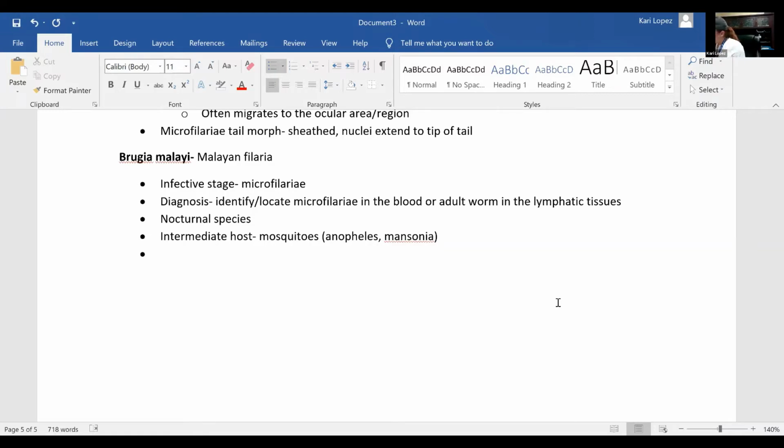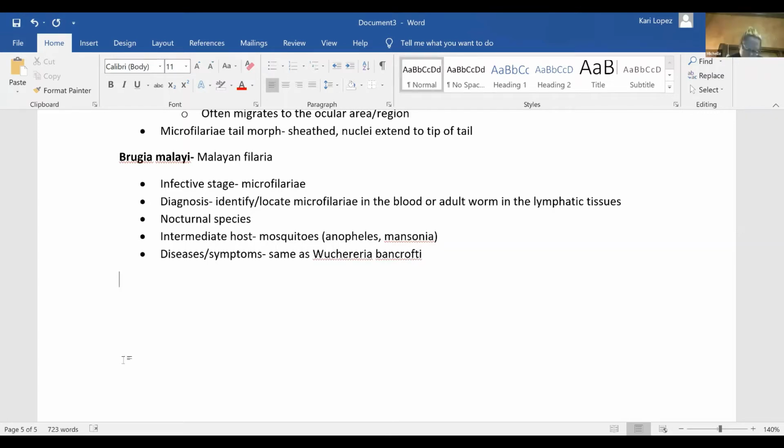Granulomatous lesions, chills, fever, eosinophilia, and eventually elephantiasis for this one as well. So, diseases and symptoms, same as before. And then our last one, Onchocerca volvulus.